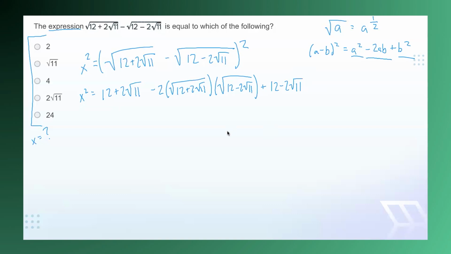And if we are unsure about any of this, we can always FOIL. So first, outside, inside, last, and that's going to give us the exact same thing, just with a little more time investment. Okay, now we are getting somewhere. Let's start simplifying. So this plus 2 root 11 and this minus 2 root 11 are going to cancel. And then we can add our two 12s to get 24.